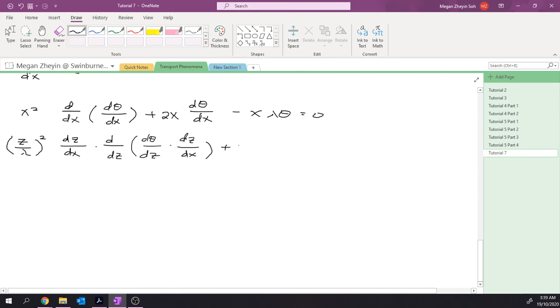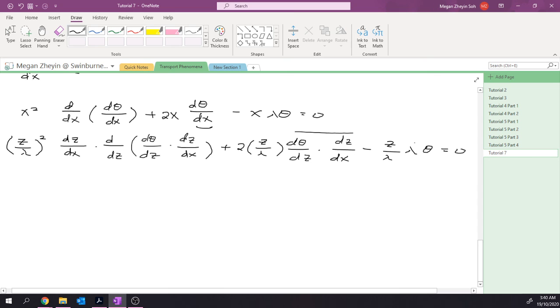And plus 2, your x is z over lambda multiplied by d theta over dz multiplied by dz over dx. So this part here is this section here, minus z over lambda multiplied by your lambda theta equals to 0.